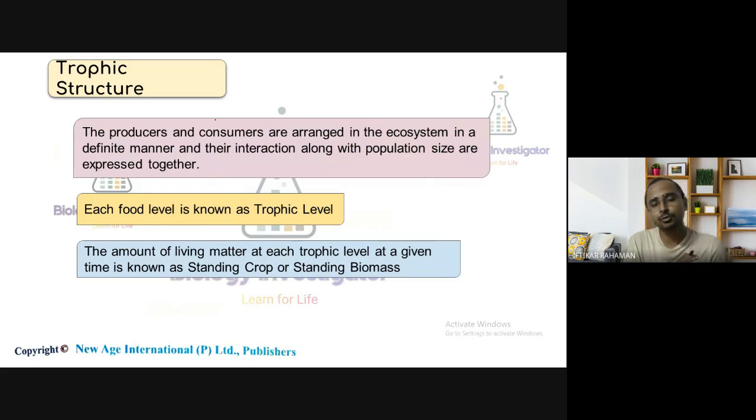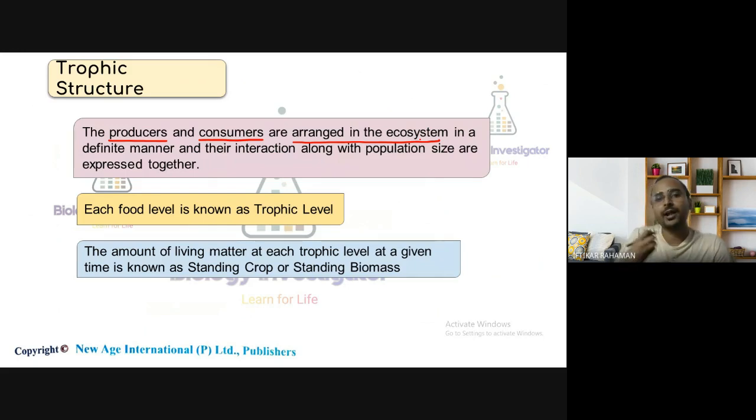So the producers and the consumers, we have already learned about these producers and consumers. They are present in the ecosystem, আমরা জানি তারা ইকোসিস্টেমে আছে, কিন্তু তাদের অ্যারেঞ্জমেন্ট কি রকম হবে? হোয়াট উড বি দেয়ার অ্যারেঞ্জমেন্ট ইন অ্যান ইকোসিস্টেম?